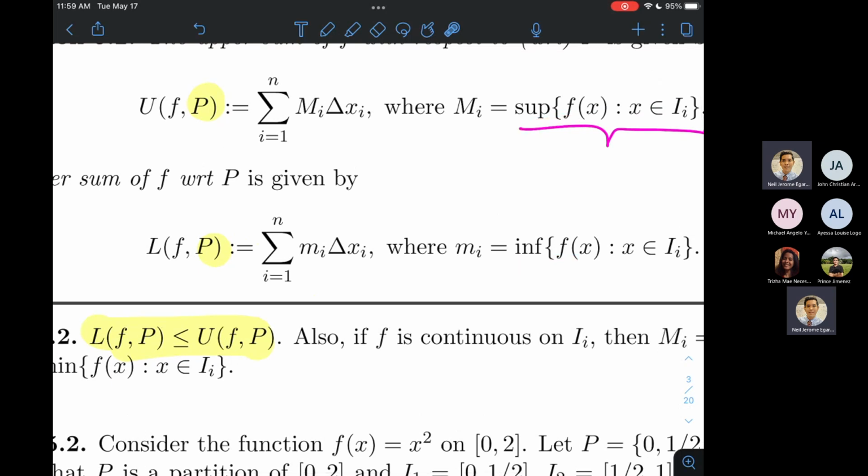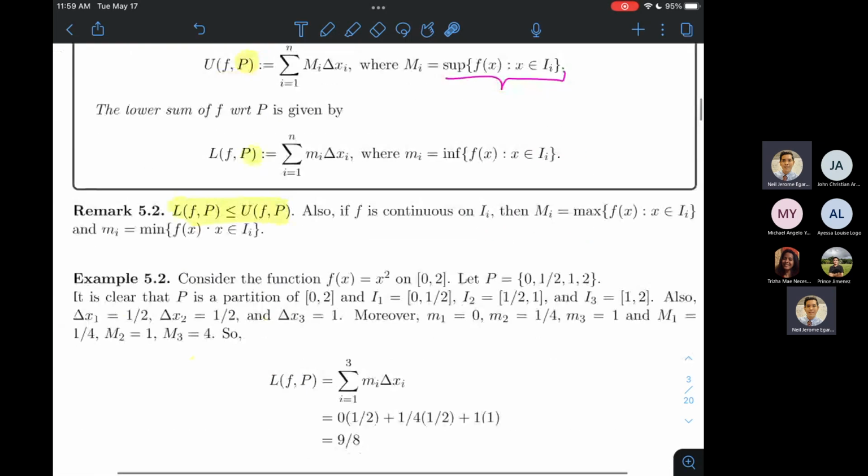Medyo generic kasi yung pagkaka-define, supremum, infimum. Pero kung si f ay continuous, ibig sabihin si m sabay, hindi lamang siya yung supremum, siya na rin yung maximum. And then yung little m sub i, siya na yung minimum, hindi lamang siya infimum. Because I hope by now it is clear what's the difference between the maximum and the supremum. Yung maximum, siya lang yung pinakamalaking function value. Yung supremum, siya yung least upper bound ng mga function values.